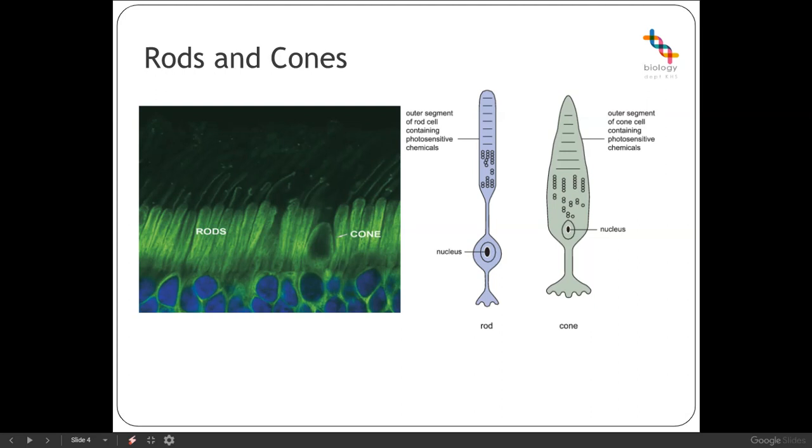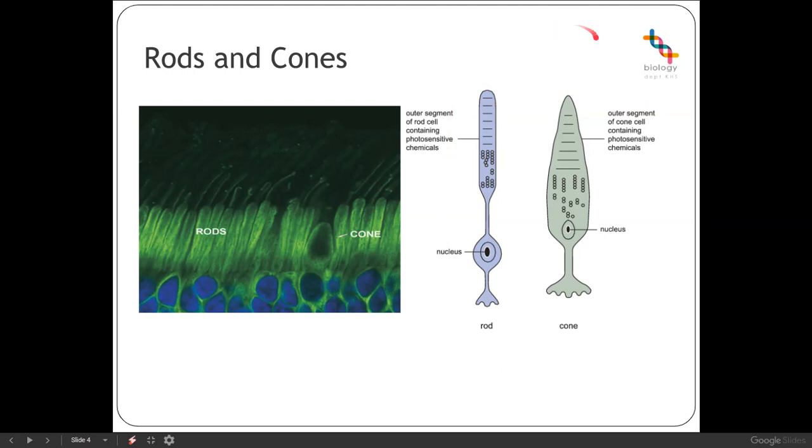Rod cells, which are these ones here, are sensitive to changes in light intensity. So they are useful for vision in areas of low light intensity, for example in a dim room. And nocturnal animals have a greater proportion of rod cells, so they therefore have a better vision at night.